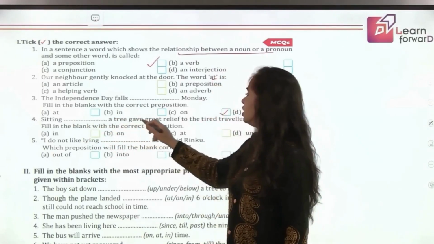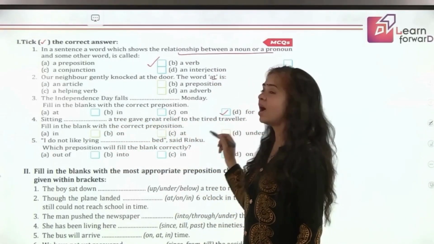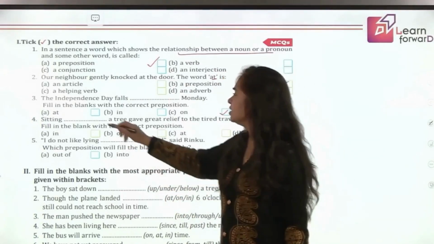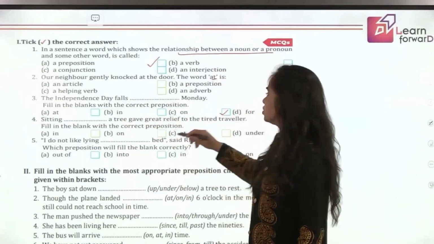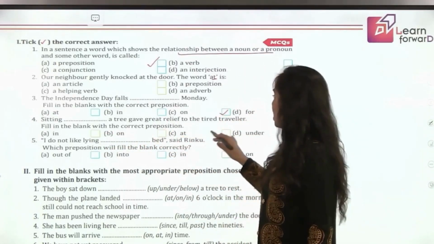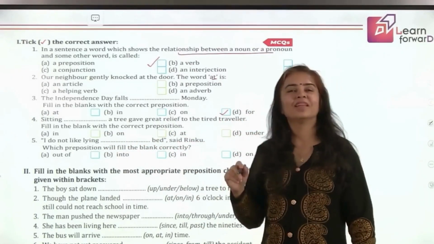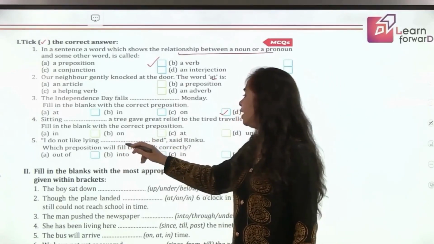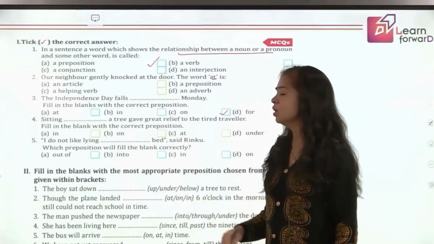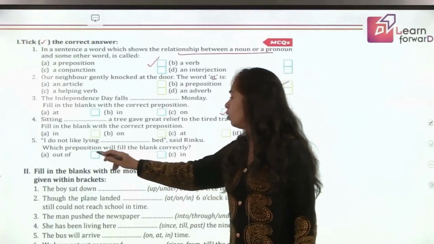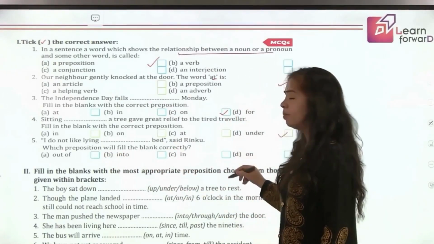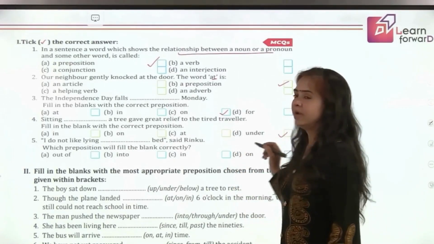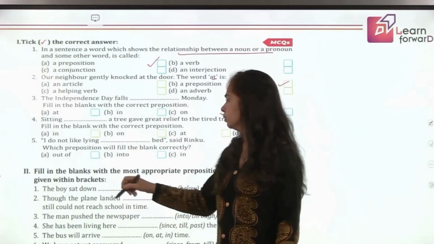Sitting dash a tree gave great relief to the tired traveler. So where do you think the tired traveler will sit? Will it sit at the tree, in the tree, on the tree, or under the tree? Of course, to relax, you will sit under the tree. I do not like lying dash bed, said Rinku. So where do you lie? Lying out of bed, into the bed, in bed, or on the bed? I don't like lying on bed, on the surface of the bed.